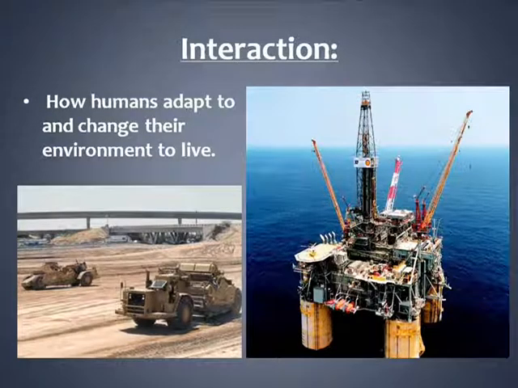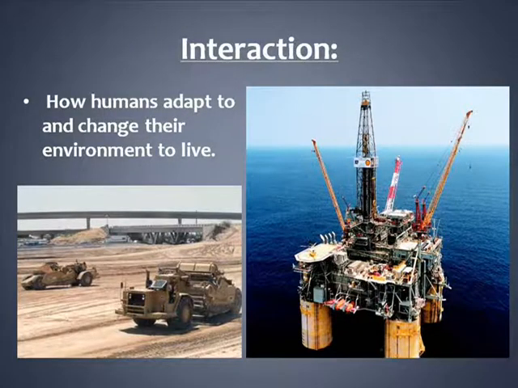The next thing we come to is interaction. It's how humans adapt to and change their environment to live. So some examples in the pictures you see here, you've got the bulldozers that are kind of clearing land in order to build a new road, and we've also got an oil rig, which is what humans use to dig oil from deep down beneath the ocean surface, and that it can be used to go into our cars and other motor vehicles.